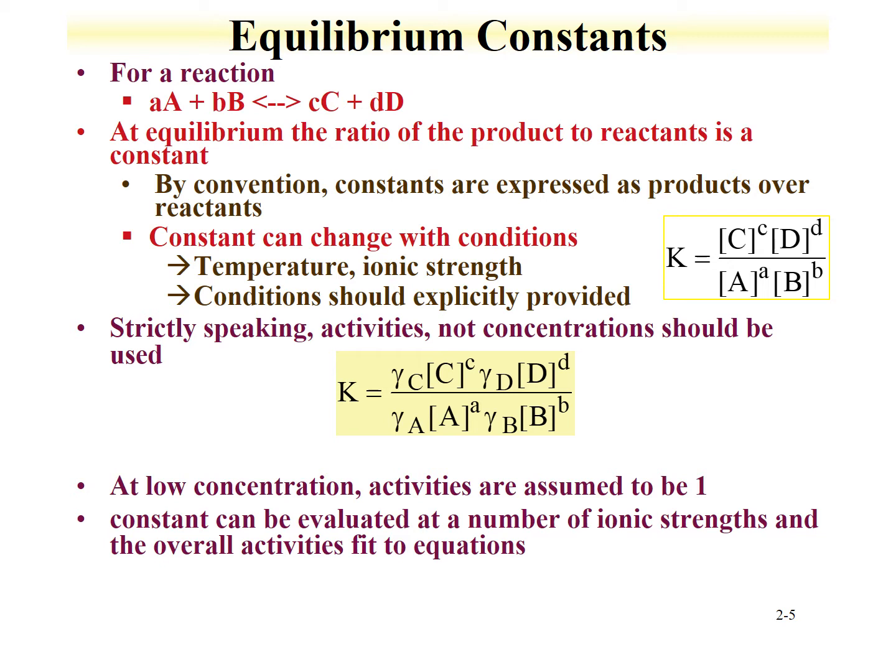Often you will get the ionic strength, the type of ion that was used to adjust ionic strength, and even temperature. But strictly speaking, these are concentrations. One should really use activities, which are listed in this equation here. We have activity coefficients. At low concentrations, activities are assumed to be 1. And what one can actually do to try to evaluate some of these activity coefficients is to examine constants over a range of ionic strengths and fit the activities.